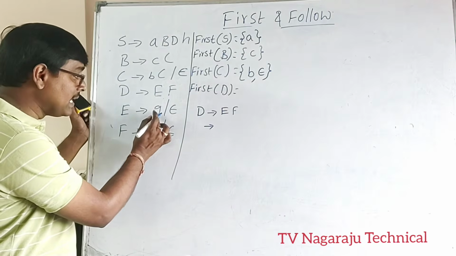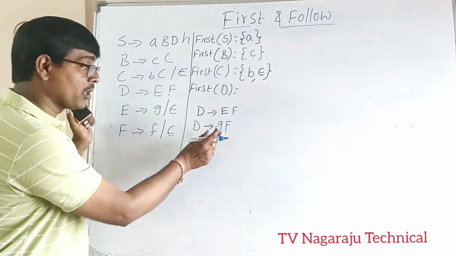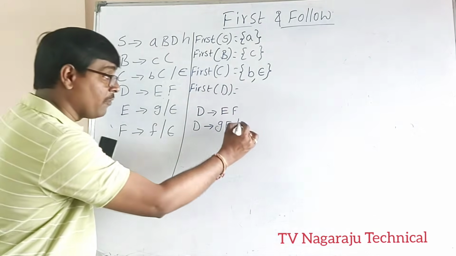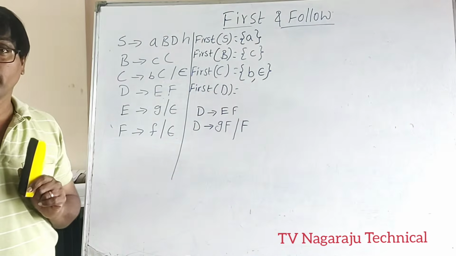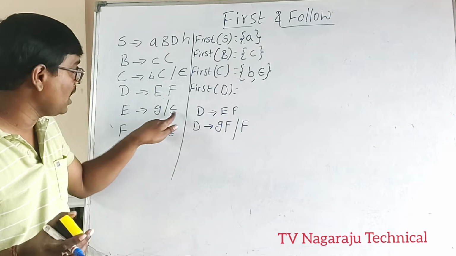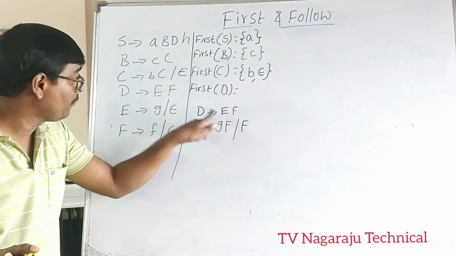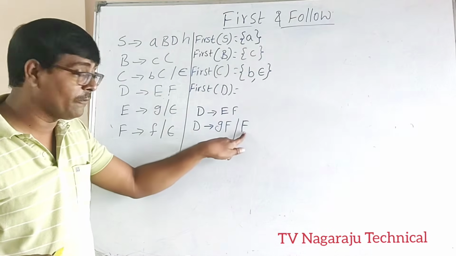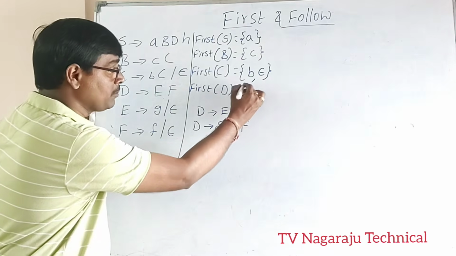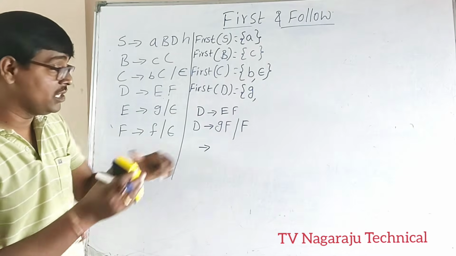Suppose E is replaced with G, now D tends to GF. My production is changed to this one. Or if E is replaced with epsilon. Got it? So there are possibilities. E is replaced with either G or epsilon. Suppose E is replaced with G, GF is the production. If E is replaced with epsilon, epsilon into F, F. Now, again observe the possibilities. This is one production. From this production, we are getting G. Clear? From this production, we are getting G.